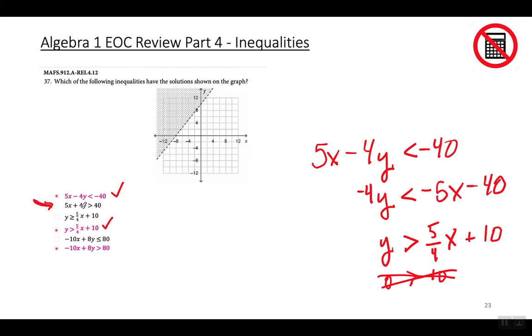Look at this one right here. If I had forgotten to flip the sign, then the second answer would be exactly like the first answer, except the 40 is different, but the sign is not flipped.